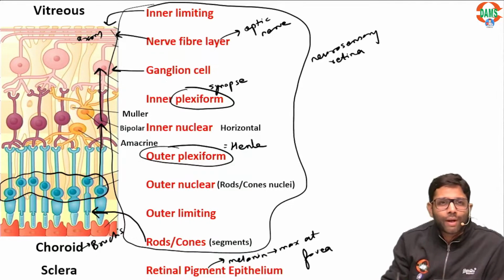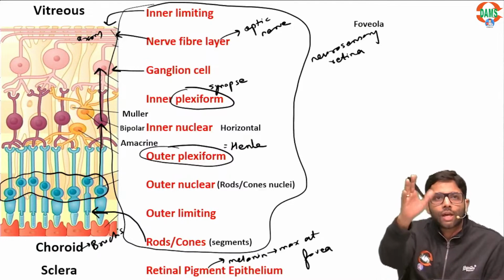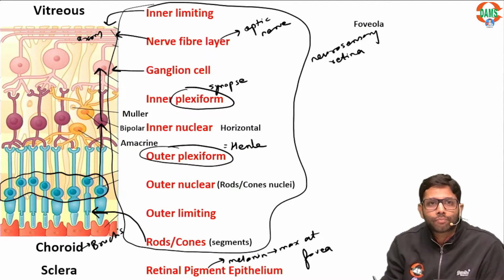Now the important point is the central part of the retina. I told you the fovea does not have all the layers. All the 10 layers are not there. Now the fovea contains only cones. Only the cones are there. And if cones are there, the nucleus of the cones has to be there.